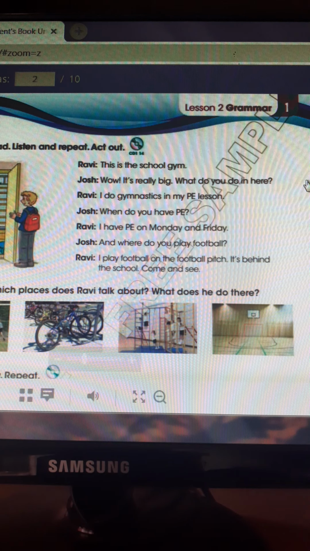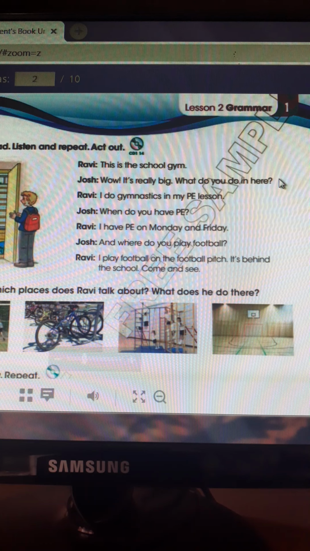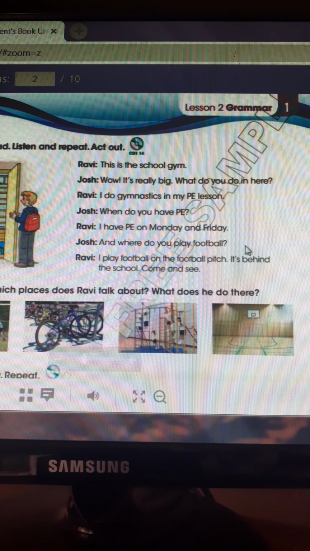Unit 1, Lesson 2, Pupils Book, page 9. Activity 1. Listen and read. Listen and repeat. Act out. This is the school gym. Wow! It's really big. What do you do in here? I do gymnastics in my PE lesson. When do you have PE? I have PE on Monday and Friday. And where do you play football? I play football on the football pitch. It's behind the school. Come and see.